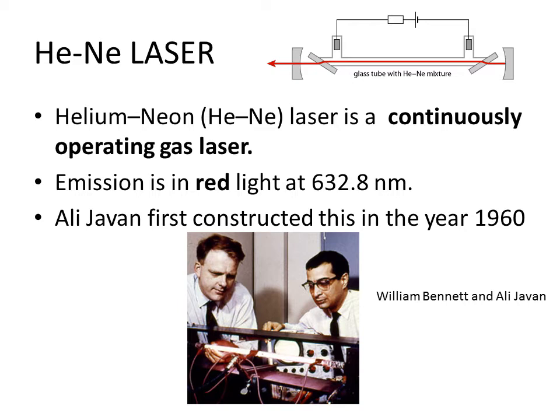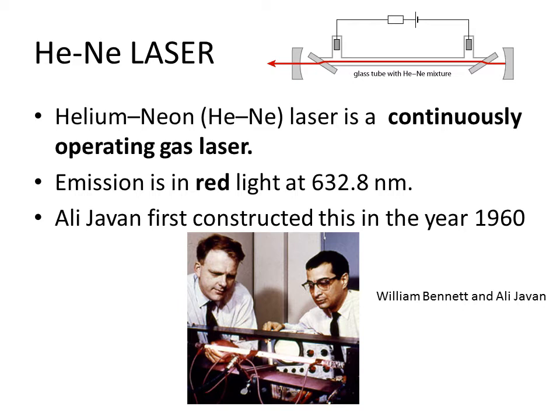Then the third part in the construction process is the optical resonator. Obviously, since it is gas molecules, you cannot go and polish them. So we will have to use external mirrors. Extra mirrors should be used, and that is what is shown here. You have got a pair of mirrors which are placed at the ends of this plasma tube.